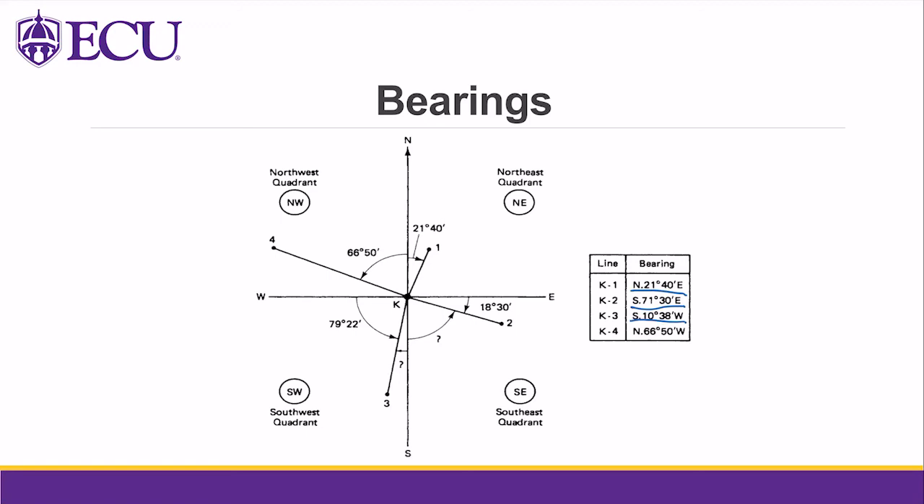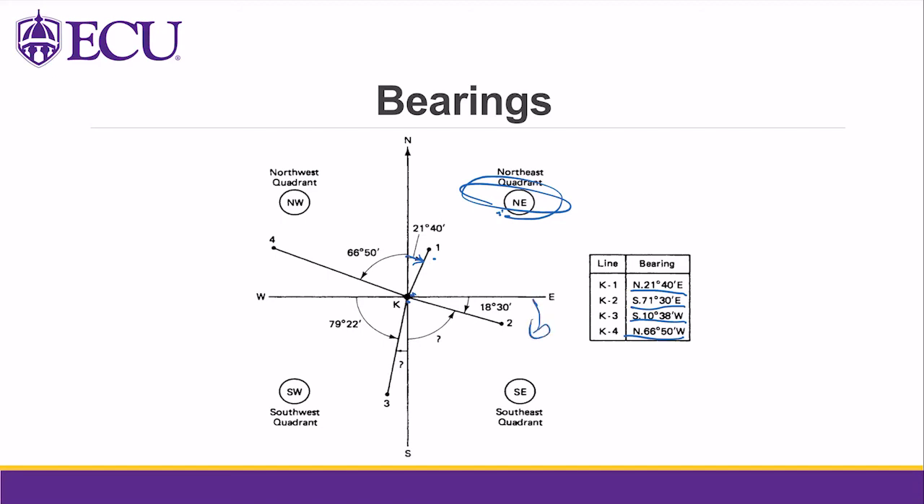Here are some examples, and as you can see, these results are already given. But let's take a look at the first one, K1, the same lines. This time we want to find the bearings. For K1, this angle is given, 21 degrees 40 minutes. It is measured from the meridian. It is an acute angle. As long as it is an acute angle, it is measured from the meridian. So 21 degrees 40 minutes. The only thing that I need to put is to indicate the quadrant, northeast. So it would be north 21 degrees 40 minutes east. Boom.